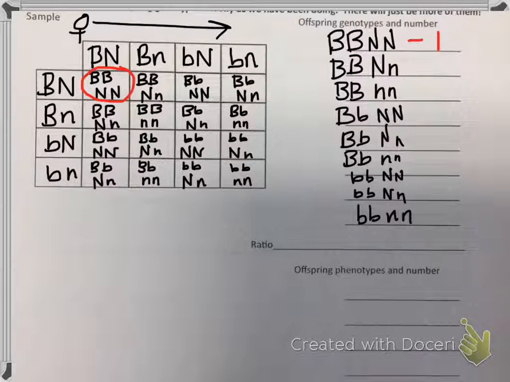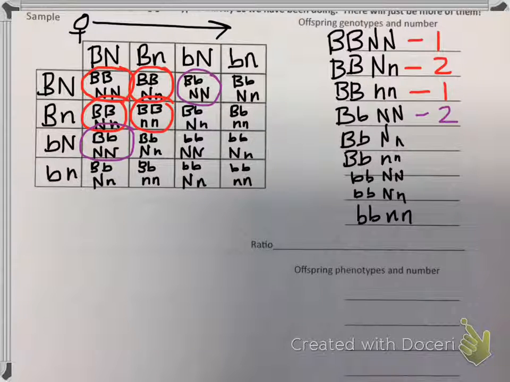Homozygous dominant for eye color, heterozygous for ear color: I see 1, 2. Homozygous dominant and homozygous recessive, I see 1. Okay. Now, what about heterozygous for eye color, homozygous dominant for ear color? I see 1, 2. That should be it.